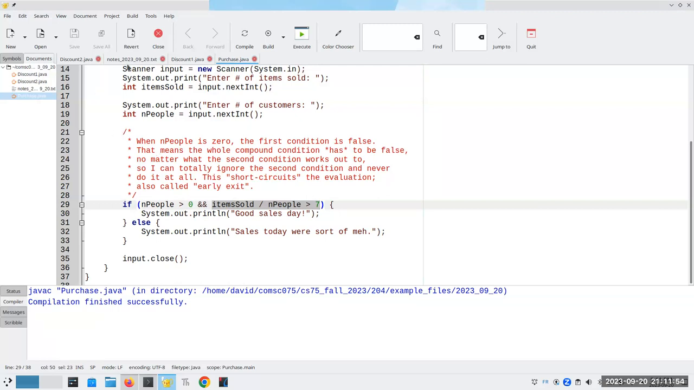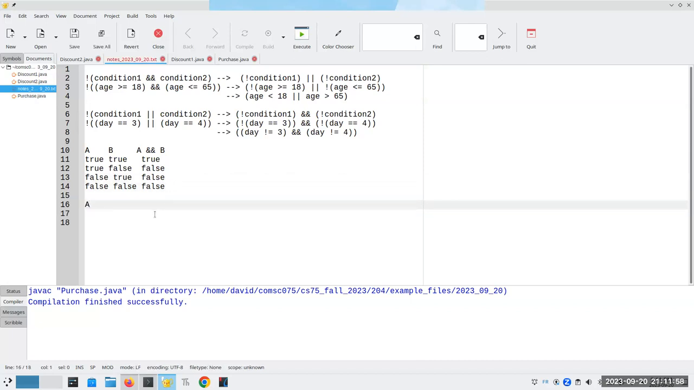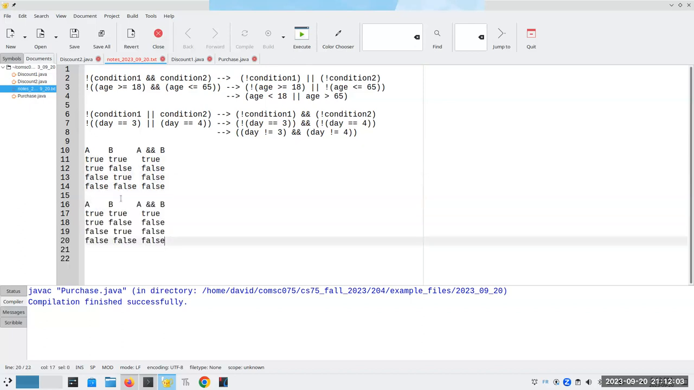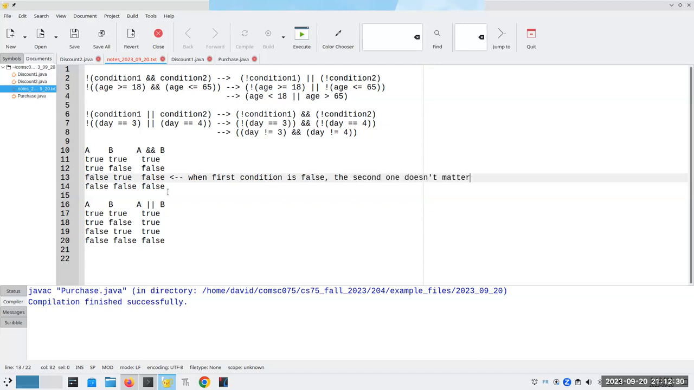Now, what about early exit for the or condition? Well, let's look at the truth table for or. Because I'm a little bit lazy tonight, I'm going to copy this and paste it and change this to an or. In this case, when I have or, when the first condition is true, the second one doesn't matter. As soon as the first one is true, I don't care whether the second one is true or false, so they're both going to be true. I don't have to evaluate condition B when A is true with an or. With an and, when the first condition is false, I can do an early exit.